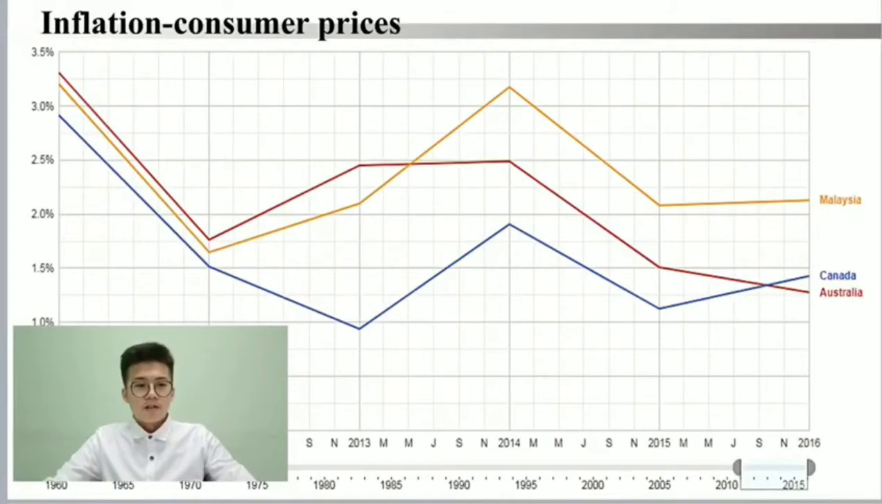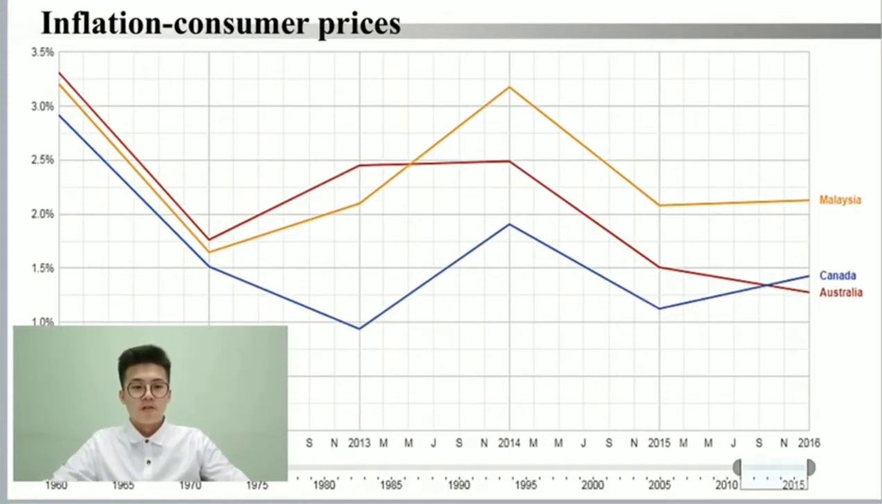For Malaysia, the lowest inflation rate is recorded at 1.65%, but it still ranks in the middle of the three countries in year 2012. The highest inflation rate is recorded at 3.2% in year 2014, higher than Australia and Canada.